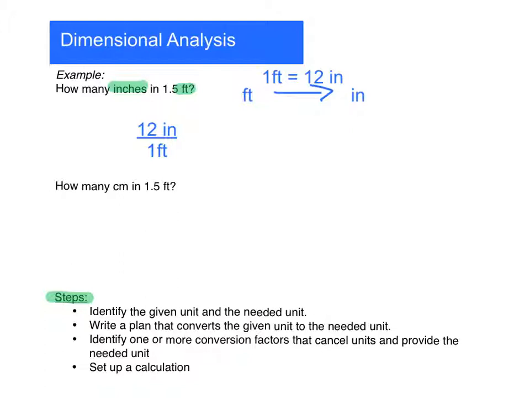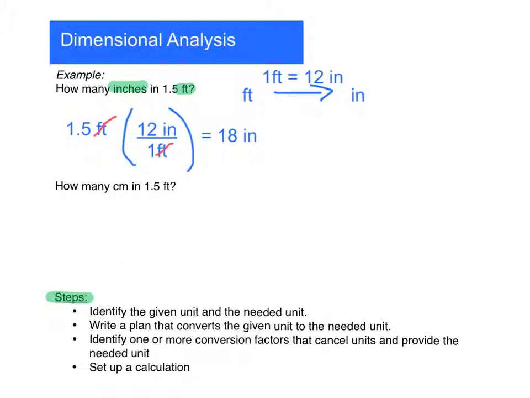You always write what you're given out front, and then your conversion factor after that. You'll know if you chose the right conversion factor because the units you're given should cancel out. So we have feet in the numerator here and feet in the denominator here, and so our feet cancel out, and the only units we're left with are inches. So we do 1.5 feet times 12 inches divided by 1 foot is equal to 18 inches.